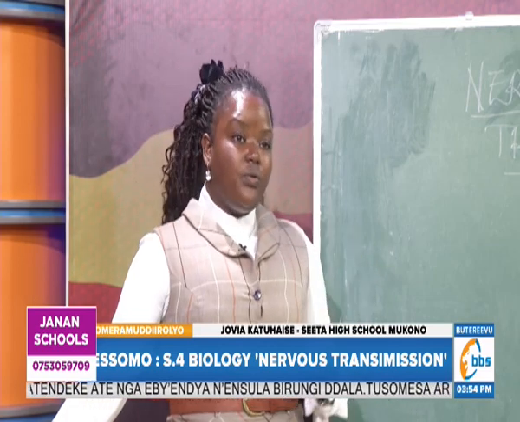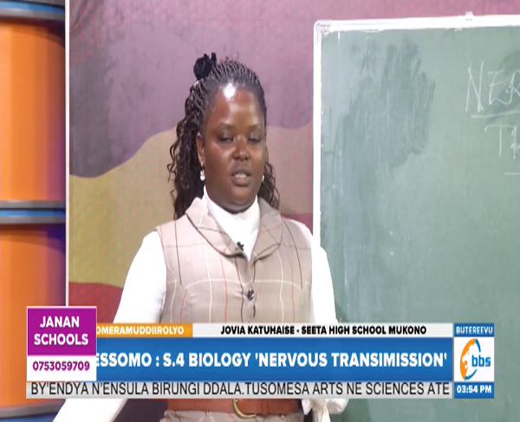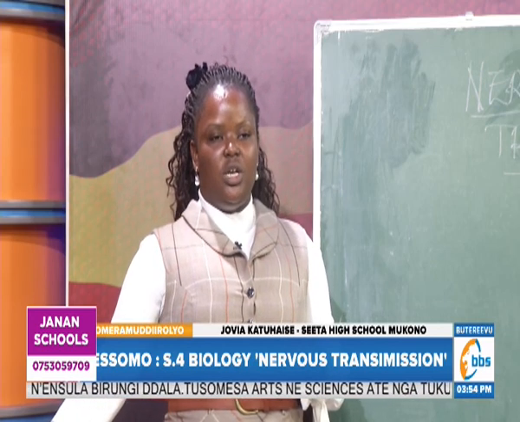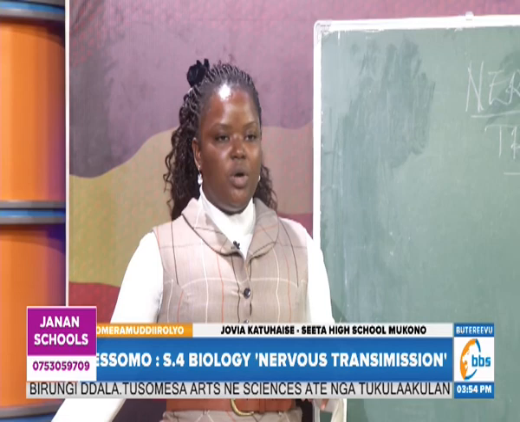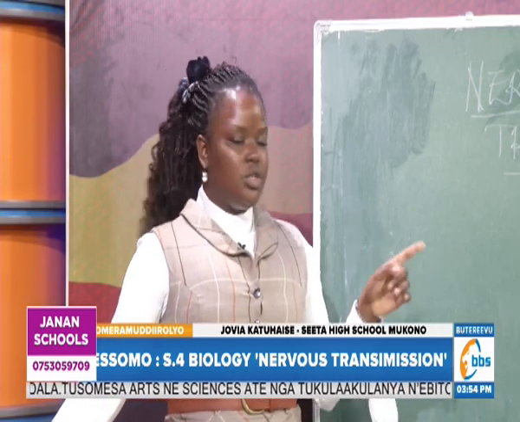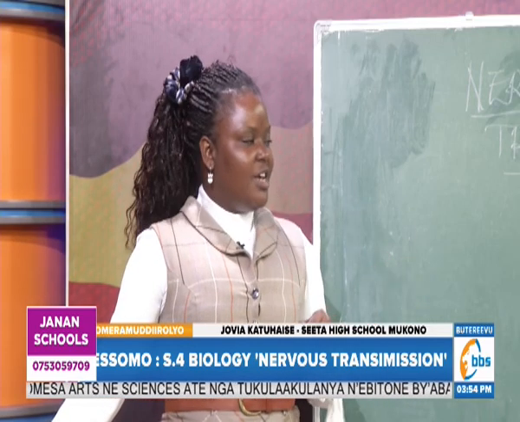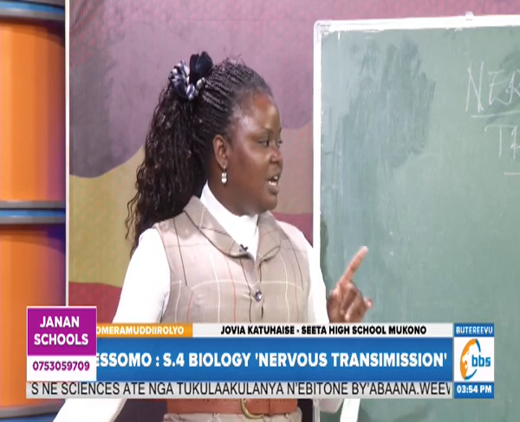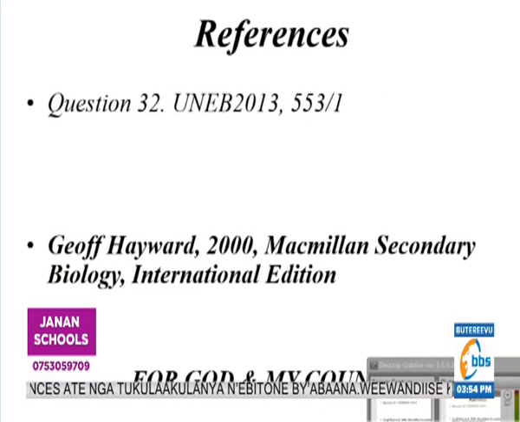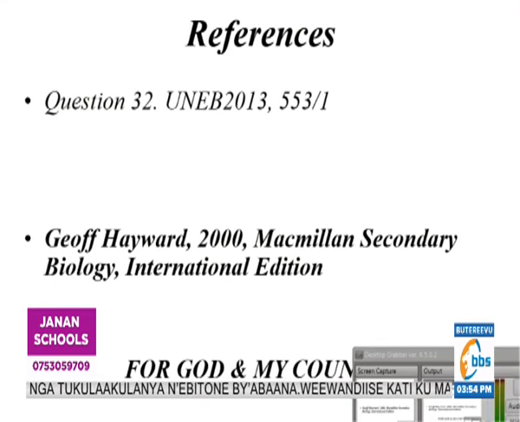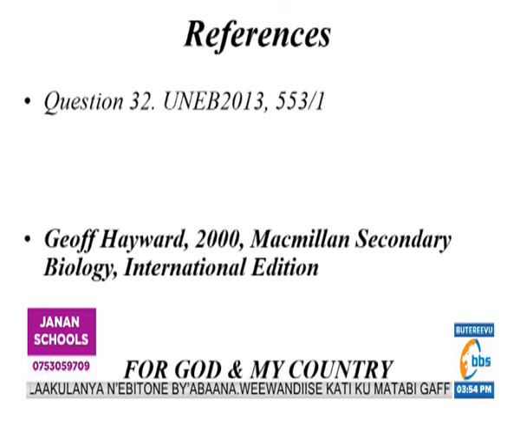The reference question for today is UNEB 1996, paper 1, question number 38. If you're able to do that number, you'll have understood what I have told today, and you will not have challenges in the coming lessons about nervous transmission. Once again, the textbook that I used was Macmillan Secondary Biology, J.F. Howard, 2000 edition, the international edition, For God and My Country.